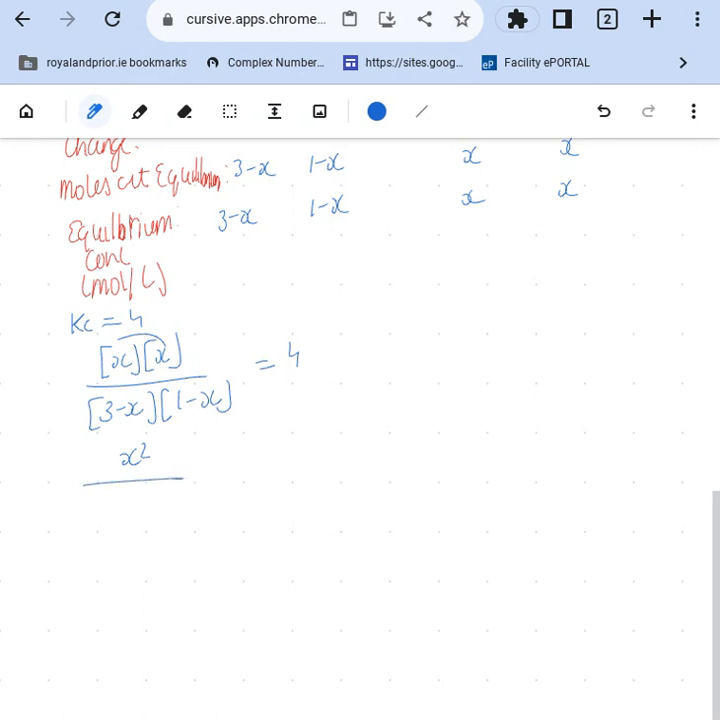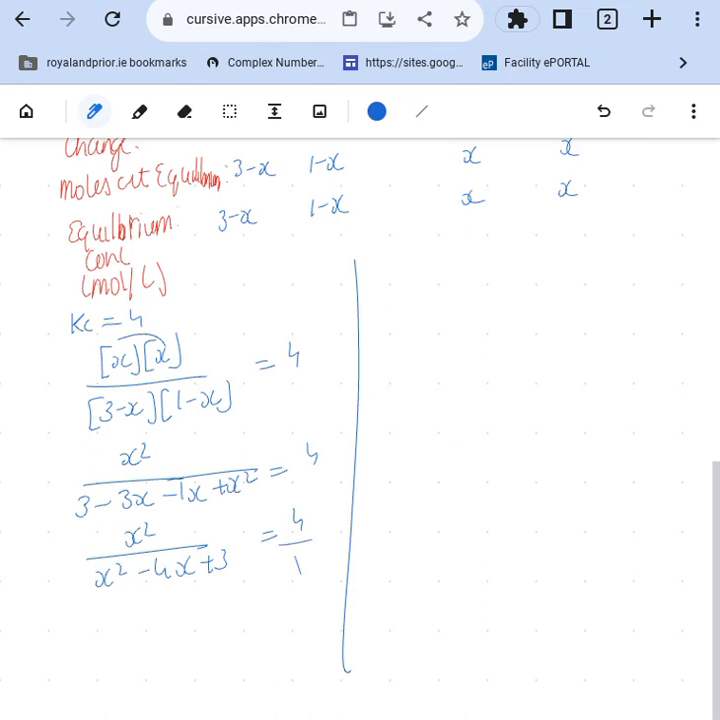Multiply out your bottom, bust your brackets if you need, split your brackets. Whatever way you can multiply those out, multiply them out. Maybe tidy up that bottom line a little bit. Now from here, what I would do is cross multiply. So 4 times all that thing in the bottom.